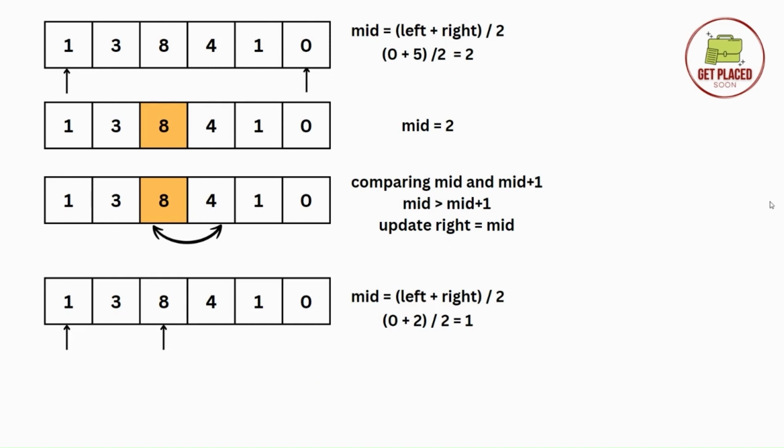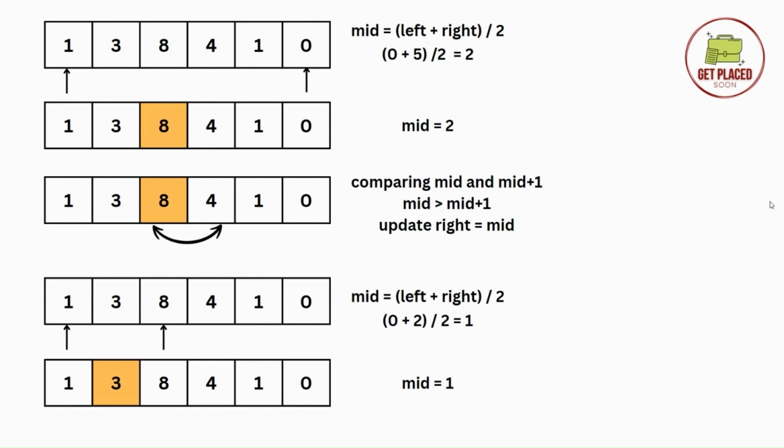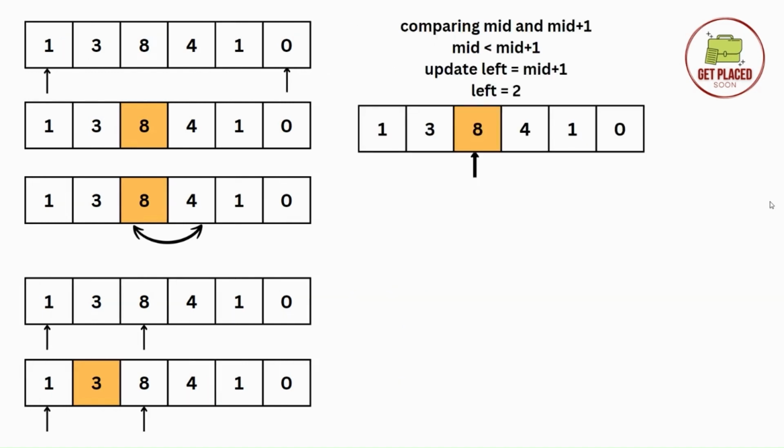So again we do the binary search iteration, where we find the middle element, that is index 1. So mid is equal to 1, the element 3. Now again we compare mid and mid plus 1 elements. When we compare 3 and 8, we see that 8 is greater than 3. So we update left is equal to mid plus 1.